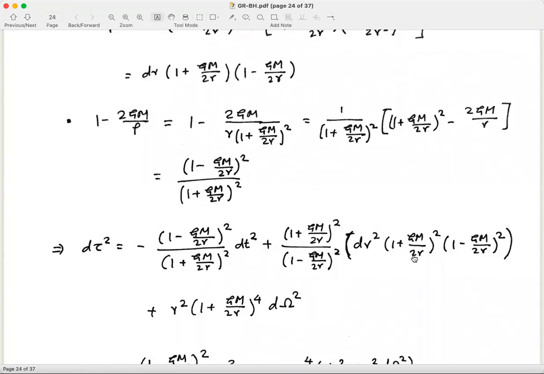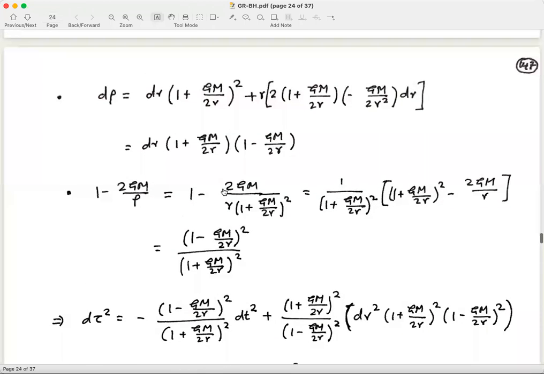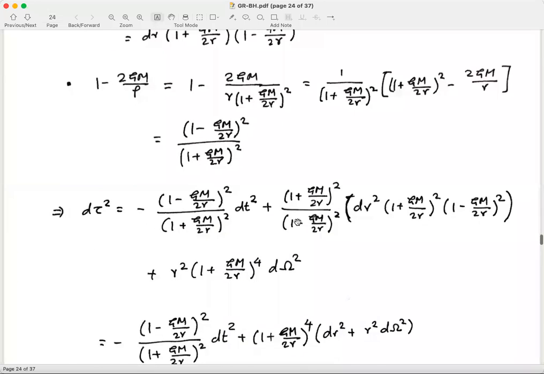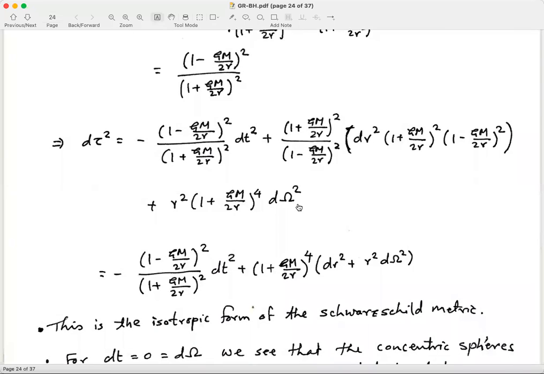times dr squared, which is coming from d rho squared, so this quantity squared. So there it is, dr squared times (1 plus GM upon 2r) whole squared over (1 minus GM upon 2r) whole squared, times rho squared d omega squared, which would become r squared times (1 plus GM upon 2r) to the fourth because of the square here. Let's keep the dt squared as it is, but dr squared and d omega squared can be simplified. First, (1 minus GM upon 2r) whole squared cancels. (1 plus GM upon 2r) goes to the fourth power in both places. So you can pull that out, and dr squared plus r squared d omega squared.